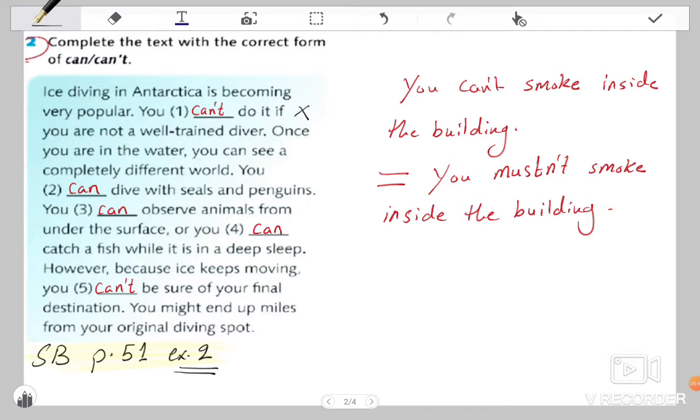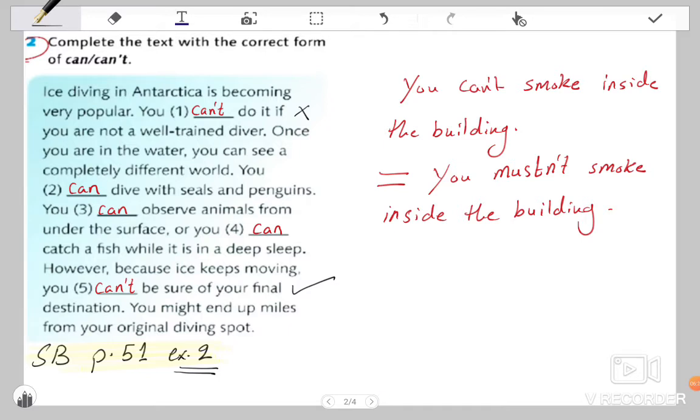Okay? But here, number 5, however, because ice keeps moving, you can't be sure of your final destination. So you can't be sure. It means that you don't have the ability or the possibility to be 100% sure of something because the ice keeps moving.